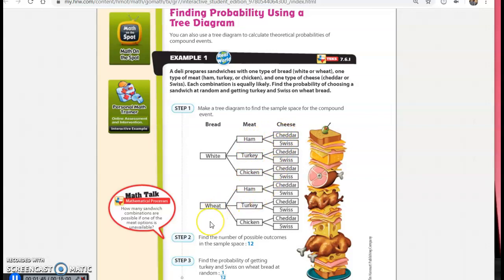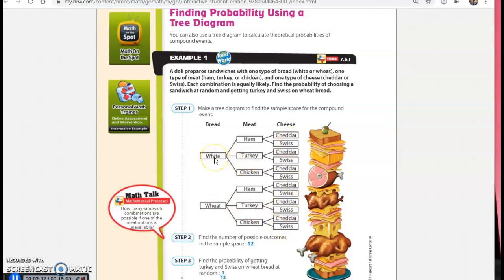So, this particular question is asking, again, the probability of getting a wheat sandwich with turkey and Swiss. So what would be the probability? In this case, I'm not going to consider anything having to do with the white bread simply because, again, it's not asking me for a probability of getting a white bread sandwich. It's only talking about wheat, and more specifically of turkey. So in this particular case, our sample space is going to be 12 different things.